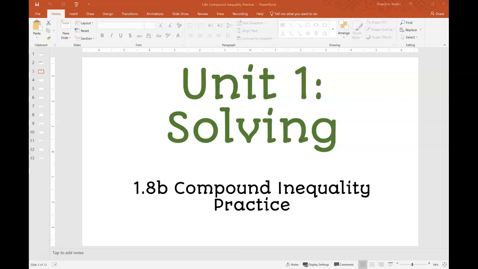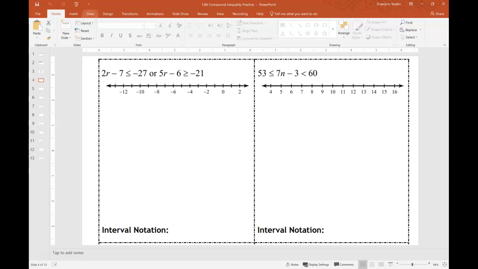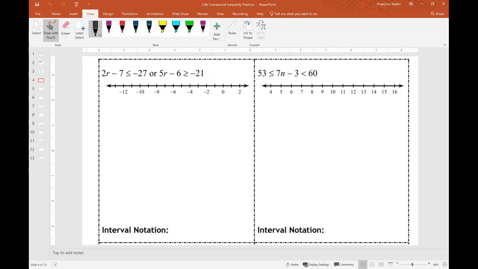Alright, today we are just going to focus on compound inequalities and practicing the crap out of those. It's going to be great. So, let's take a look at these two. We're first starting off with an OR problem. So we're just going to solve this as two completely separate problems.